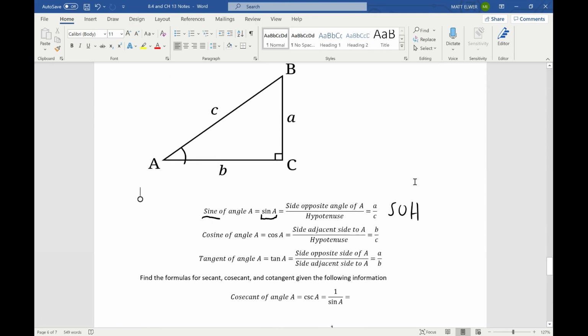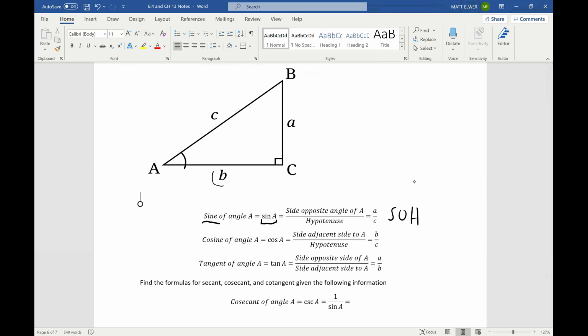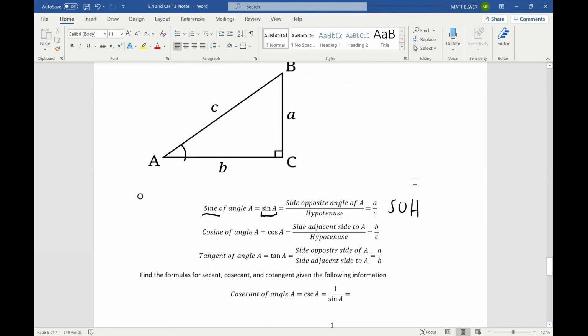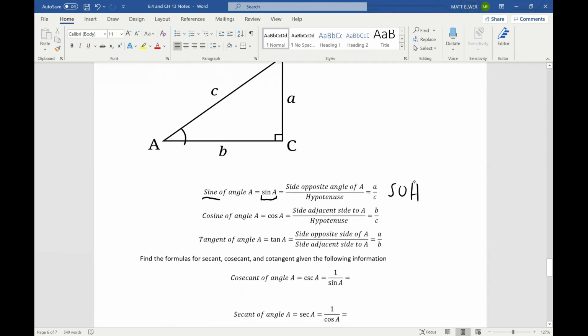If I want to find the cosine of angle A, that is the side adjacent to A. And notice we have 2 adjacent sides, C and B, but C is the hypotenuse. So we only take the one that's adjacent to A that's not the hypotenuse, which in this case is B, divided by the hypotenuse, which is C. So that's just side B over side C. And the mnemonic device for that is CAH.